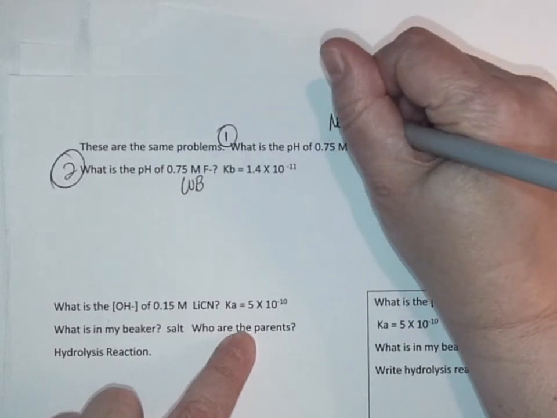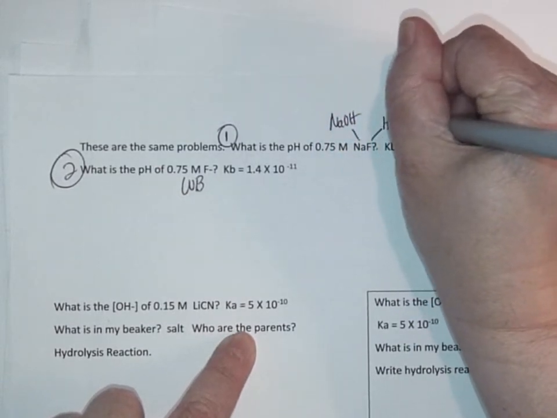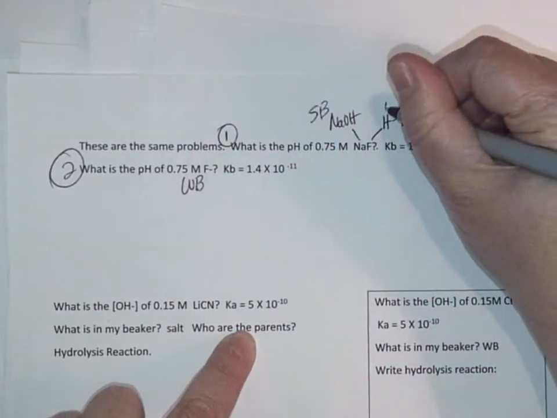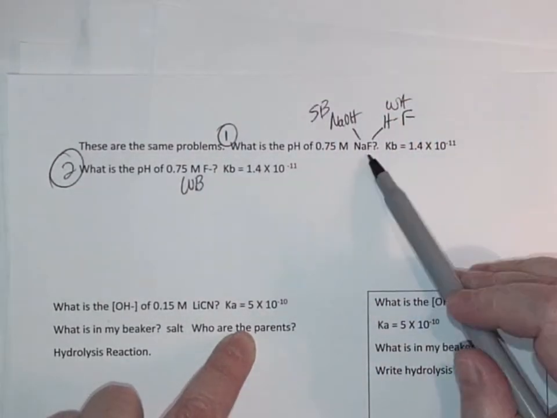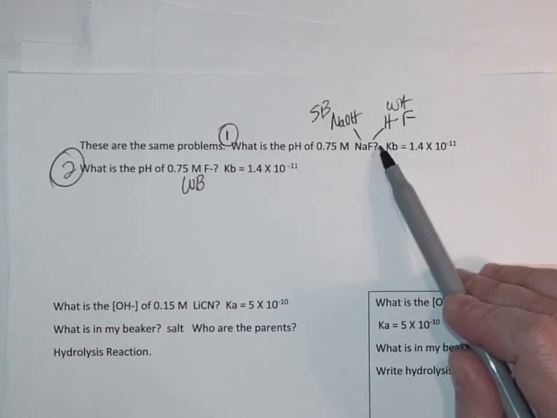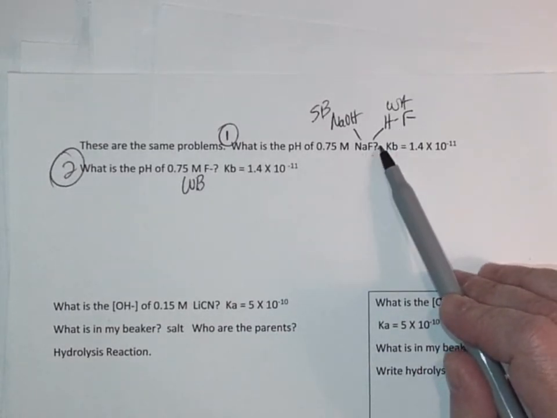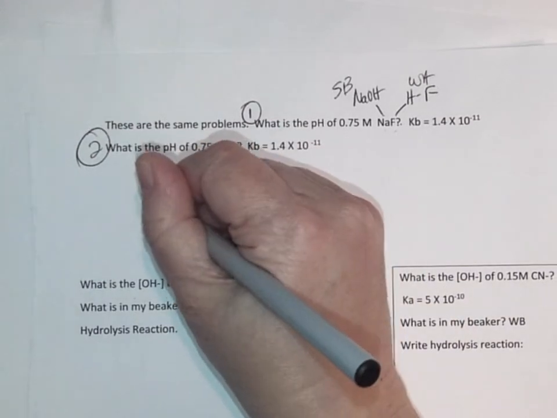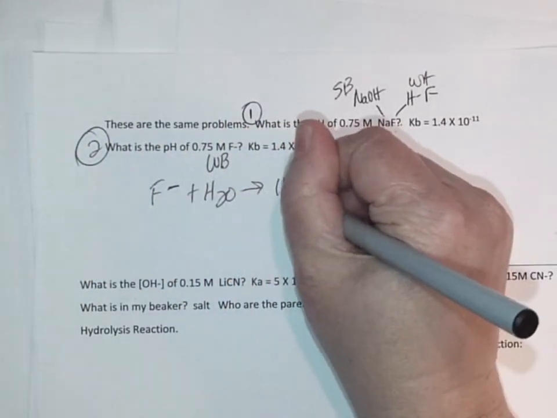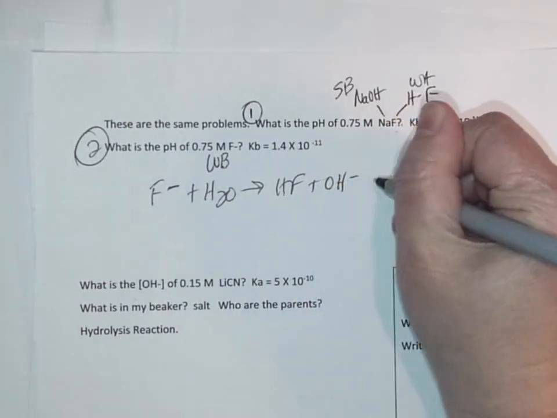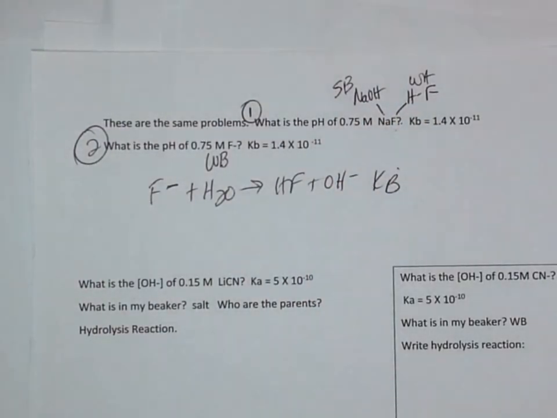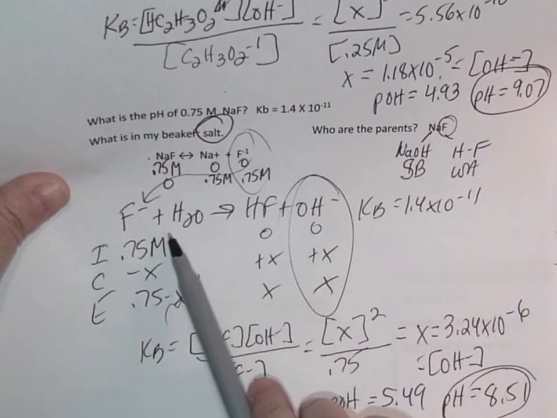Salts, I have to do that extra step to figure out who the parents were and figure out if any of those ions are going to undergo hydrolysis. And I find out that the fluoride from the salt is going to undergo hydrolysis. So in this first one, I would have written the equation that looked like this. And I would have needed a Kb. That was the one that we just finished.